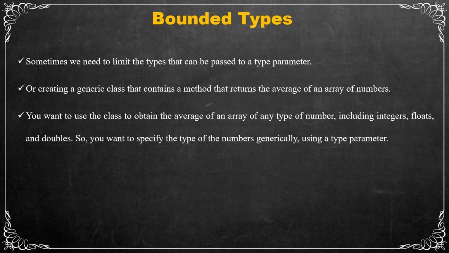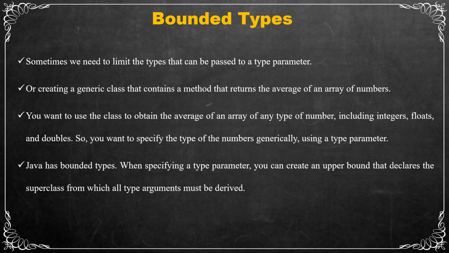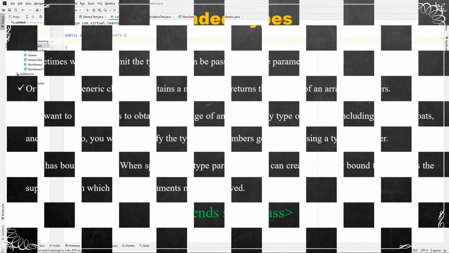To handle such situations, Java provides bounded types. When specifying a type parameter, you can create an upper bound that declares the superclass from which all type arguments must be derived. In this situation, we should use an extends clause when specifying the type parameter like this. It shows that T can only be replaced by the superclass or a subclass of the superclass. So it defines an inclusive upper limit. Let's see an example.